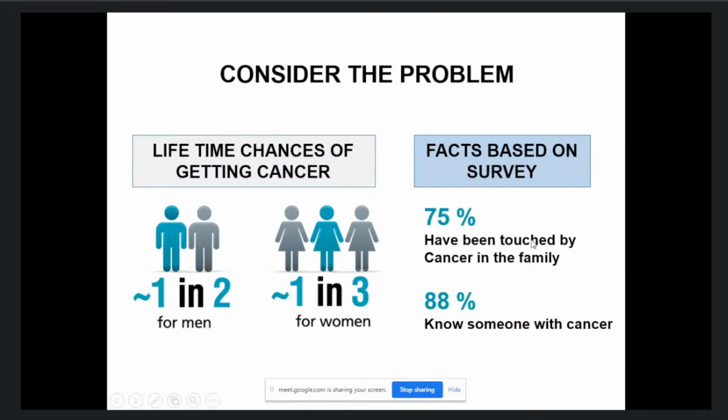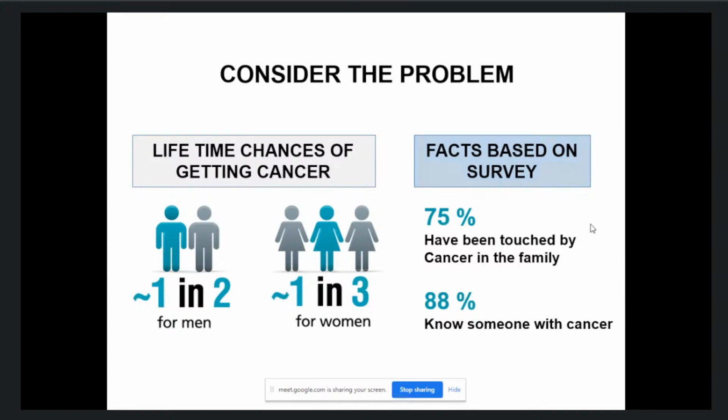This is the latest survey, where we have identified that 75% of people know of cancer running in the family. They have either relatives or a family member who has been diagnosed with cancer, and a total of 88% of people know someone with cancer. Even if 75% have it in the family, the remaining know a friend or a neighbor who got cancer. So this statistic we cannot neglect, right?